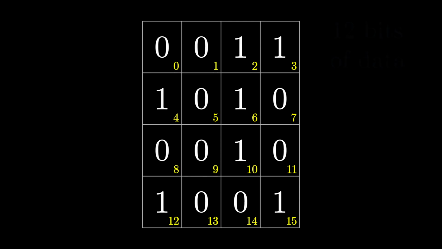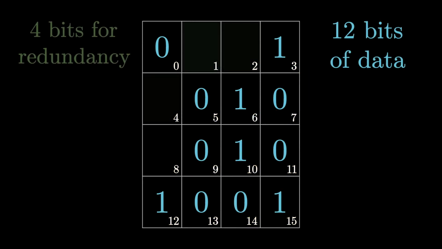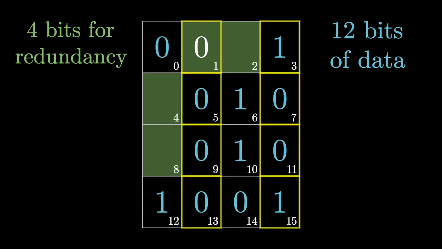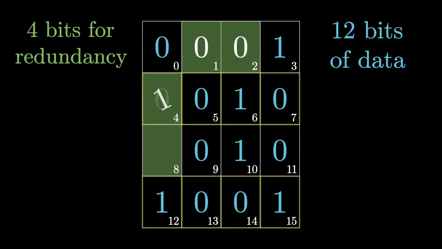The actual data that we want to store is only going to make up 12 of these bits, while 4 of the positions are going to be reserved as a kind of redundancy. The word redundant here doesn't simply mean copy. After all, those 4 bits don't give us enough room to blindly copy the data. Instead, they'll need to be a much more nuanced and clever kind of redundancy, not adding any new information, but adding resilience.